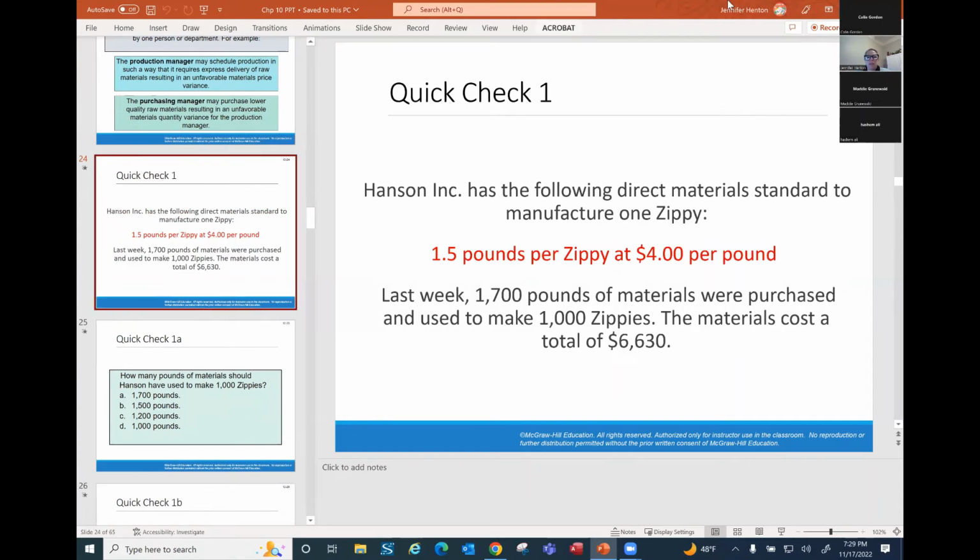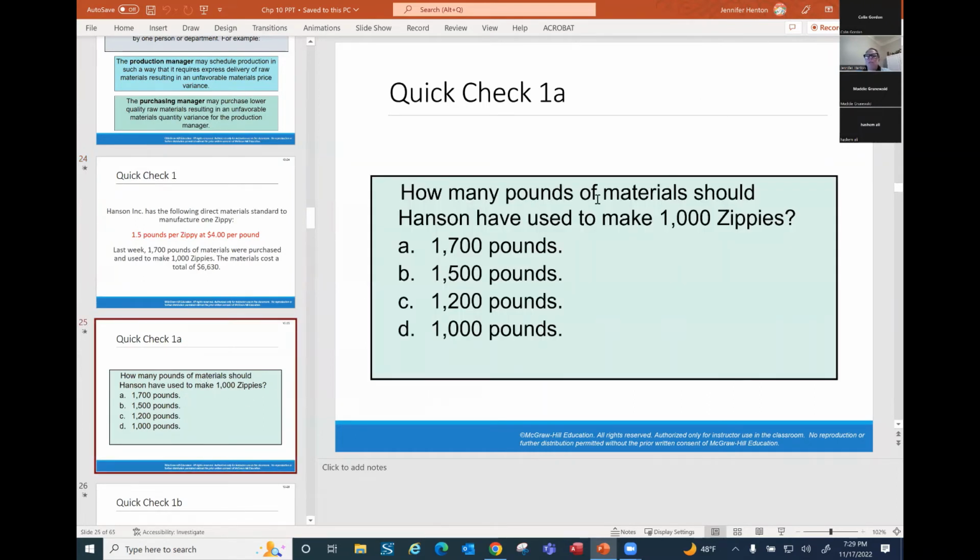All right, so we have Hansen Inc. They have the following direct material standard to manufacture one zippy. So it takes 1.5 pounds per zippy at $4 per pound. Last week, 1,700 pounds of material were purchased and used to make 1,000 zippies. The materials cost a total of $66.30. All right, so how many pounds of material should Hansen have used to make 1,000 zippies?